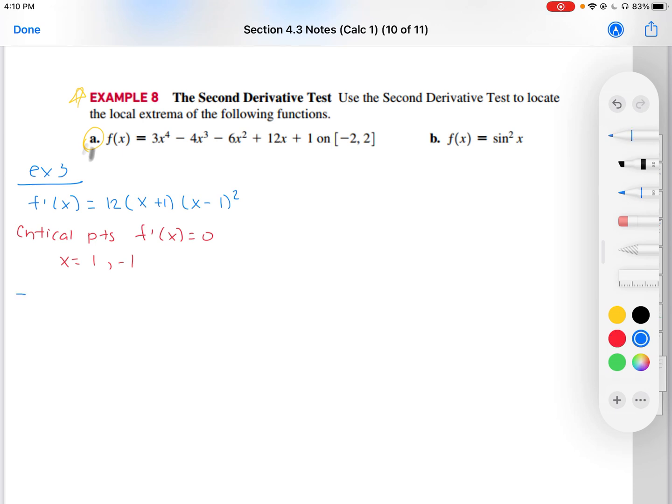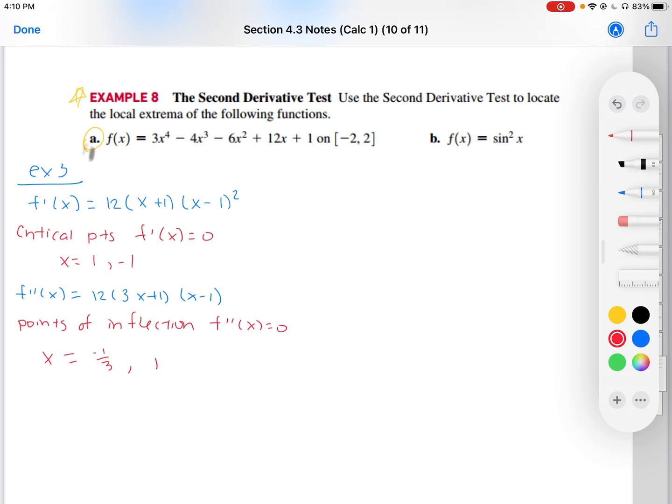And then we found the second derivative, which was 12 times 3x plus 1 times x minus 1. And from there, we found some points of inflection, which is where we change concavity when we set our second derivative equal to 0. So we got x is negative 1/3 and 1.